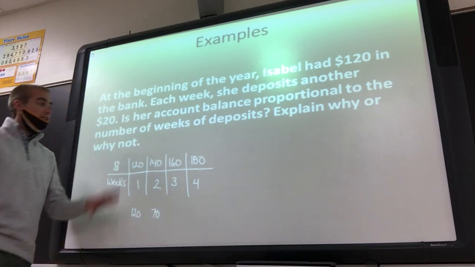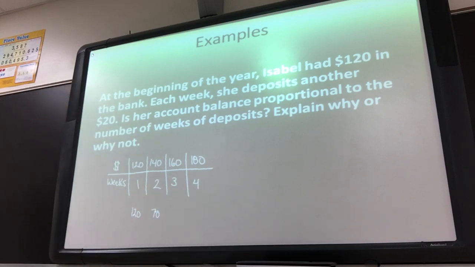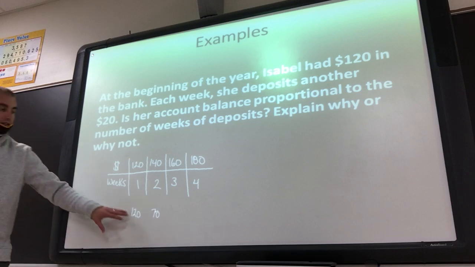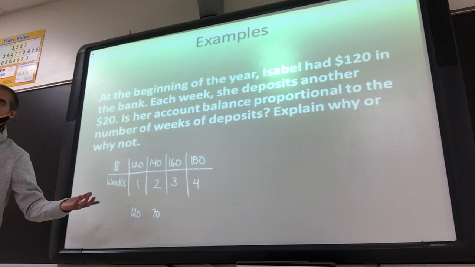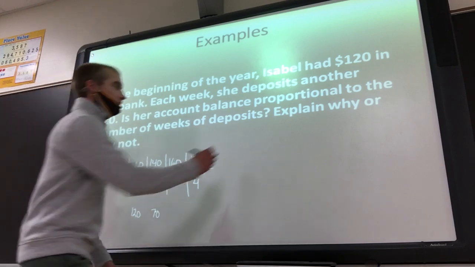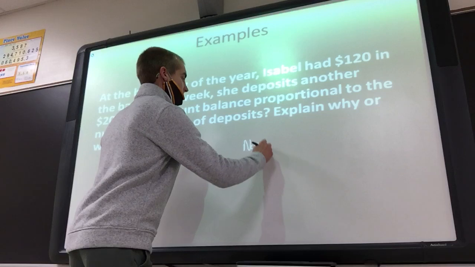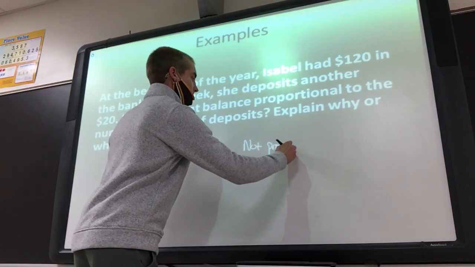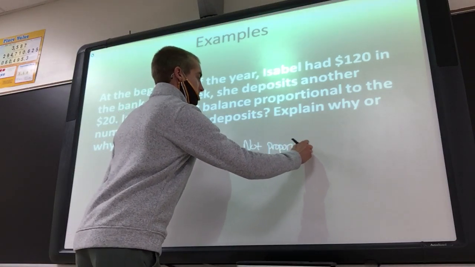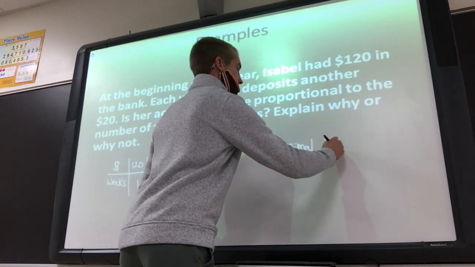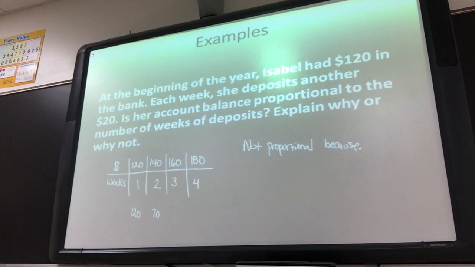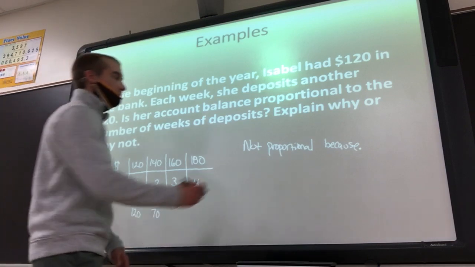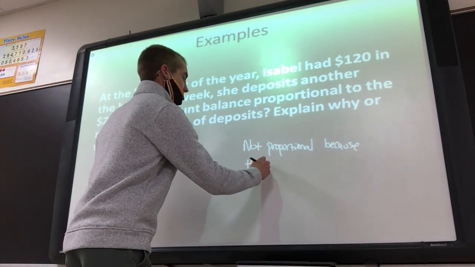So already I've done enough. I don't even need to go any further, because I know that this is enough. Since one of these is not the same as the other, that's enough to say it's not proportional. So our answer would be it's not proportional, because, as long as I see that you've got one that's 120, one that's 70, you can just say it's not proportional because the unit rates are not the same.